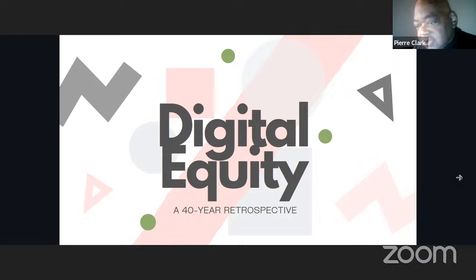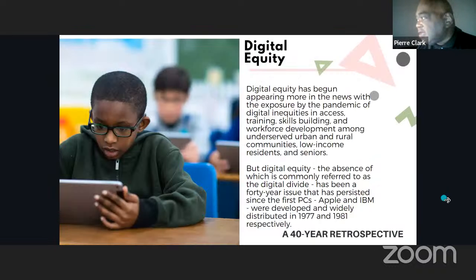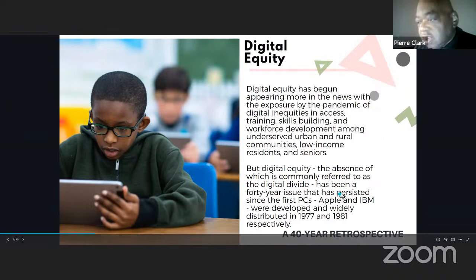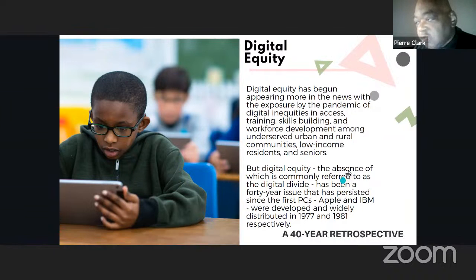IBM introduced its IBM PC in 1981. Apple introduced its Apple IIe in 1977. And so technology from the personal standpoint, not just from the standpoint of large mainframes and corporations, has been around for 40 years or more. And what has always been the conversation that we've had is who had access to that, who was able to use that, who was able to understand it, who was able to work with it.